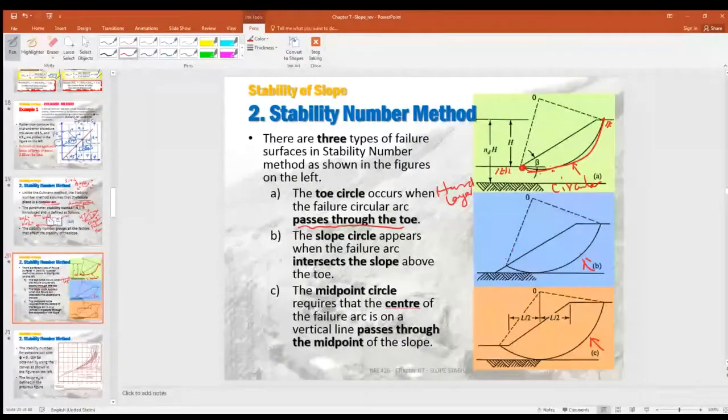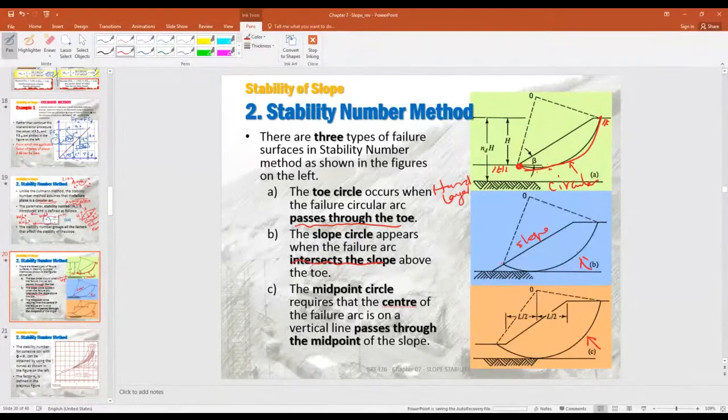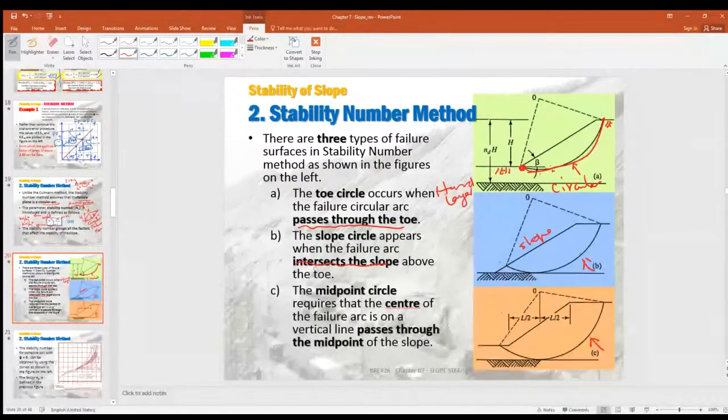And here, the second type is that it does not pass through the toe. The toe is here. This failure surface does not pass through the toe. It intercepts the slope here. That is the slope. It does not pass through the toe, but it passes somewhere on the slope surface.